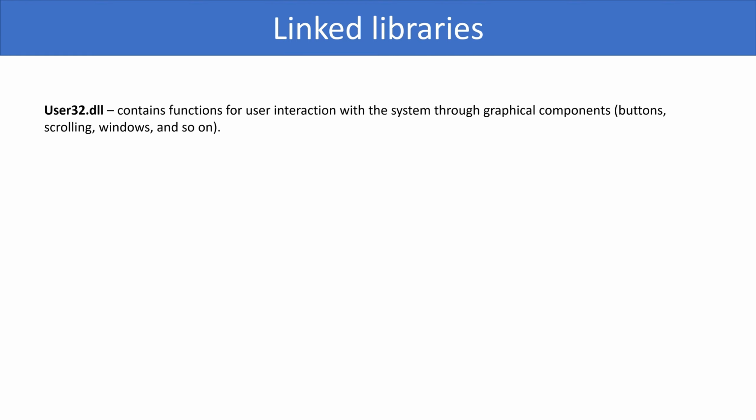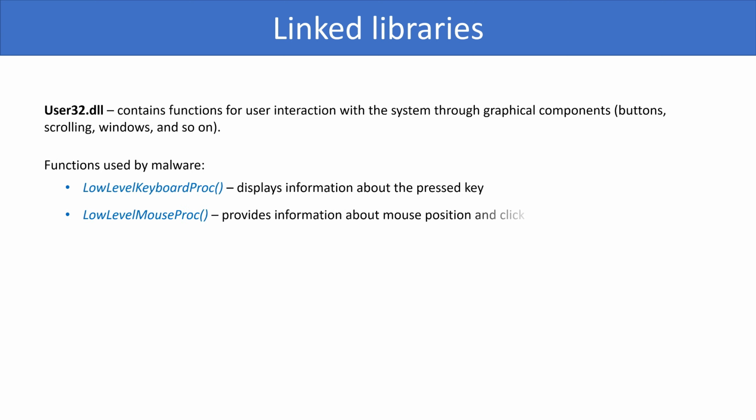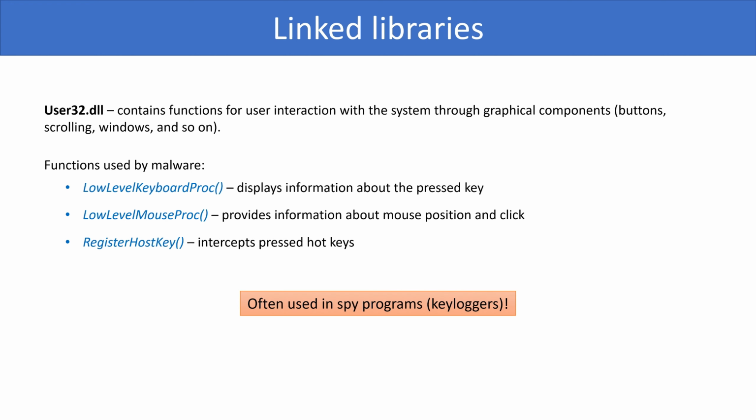User32 is always used in programs with a graphical interface as it contains functions for working with buttons, dialog boxes, forms, and other graphical elements. When analyzing the file, pay attention to the functions depicted here. With their help, keystrokes and mouse movements can be tracked. These functions are precisely what keyloggers use to intercept typed text.